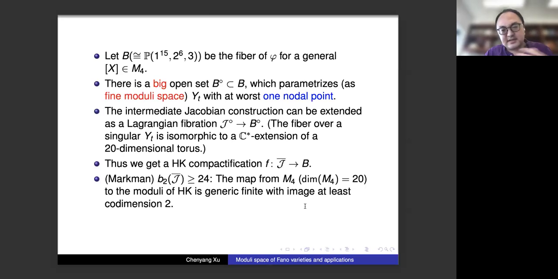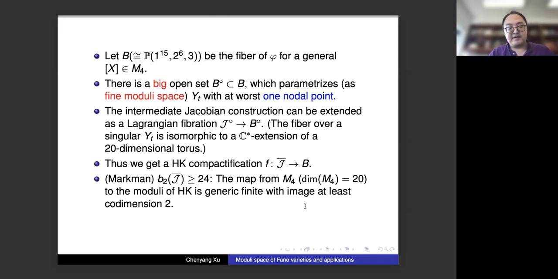Yeah, I think it's a dimension 5 part. So it's only differed by some dimension 5 part, and this total dimension 21. So you can certainly have an open set, which is the same as the coarse moduli space and parameterizes all the nodal points. And because it's a fine moduli space, now you can just use the deformation theory to check the Lagrangian fibration structure.